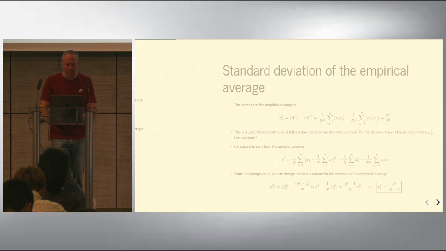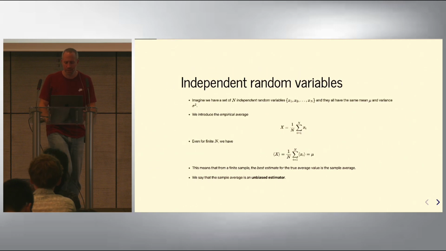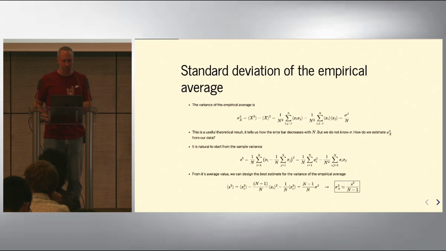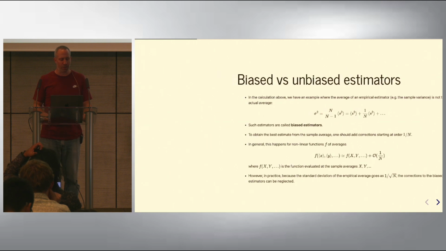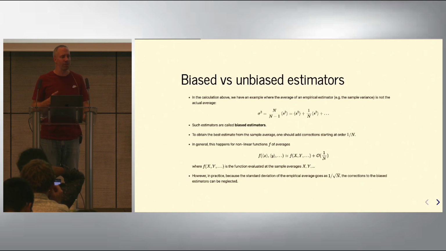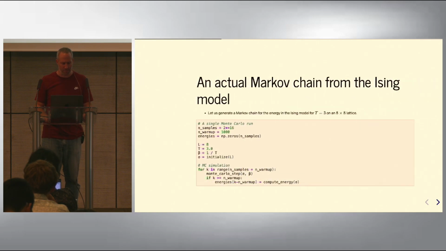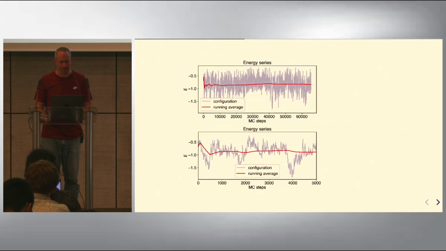So this, I'll let you go through the beginning. It's probably useful. It tells you how you can get estimates from your samples of the variance in your system. But I think it's more important to discuss the notion of autocorrelation time. So let me illustrate this.